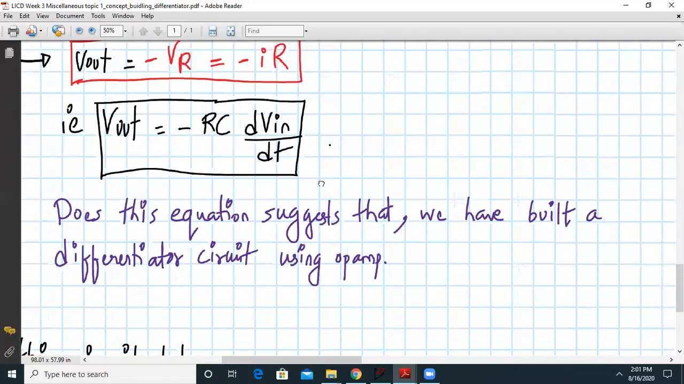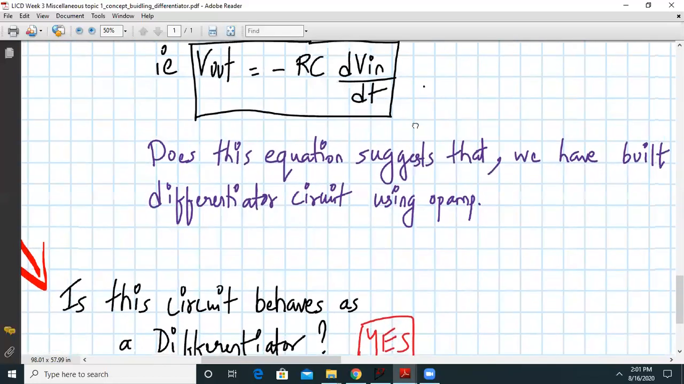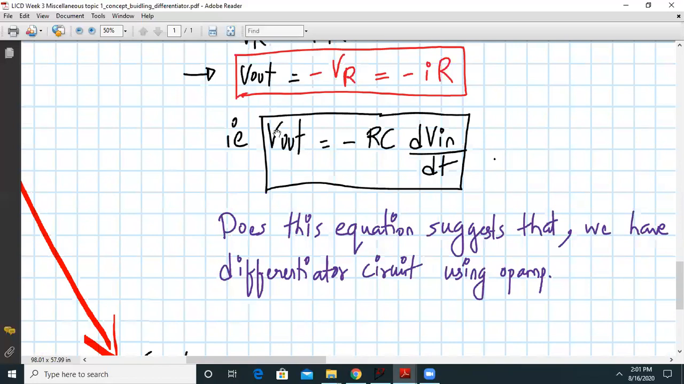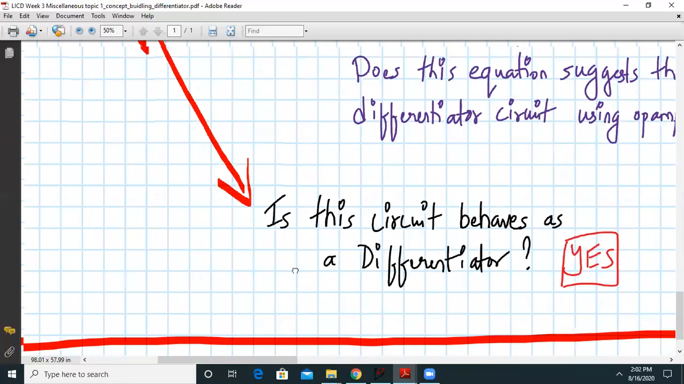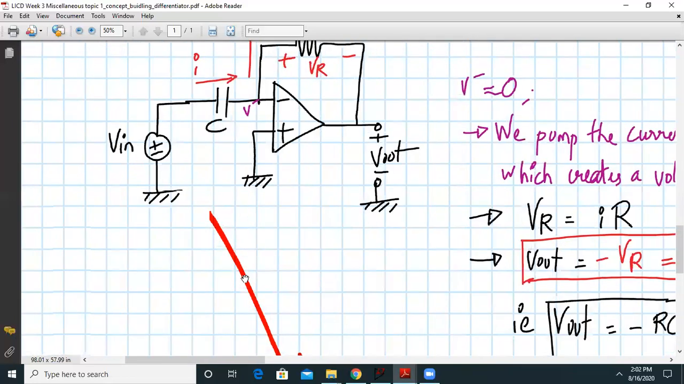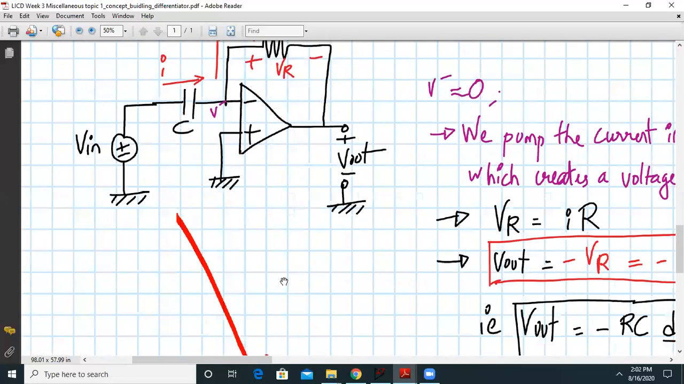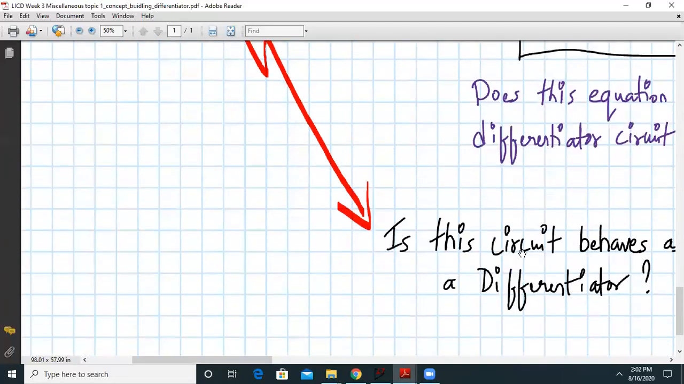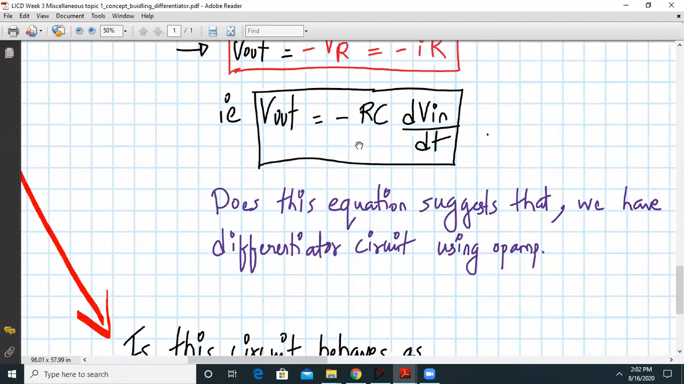So does this equation suggest that we have built a differentiator using an op amp? Yes, because if we consider R times C as a constant, we can write Vout is proportional to d by dt of Vin. So is this circuit behaving as a differentiator? Yes, it is behaving as a differentiator circuit, and we have achieved our goal of building a differentiator using an op amp.